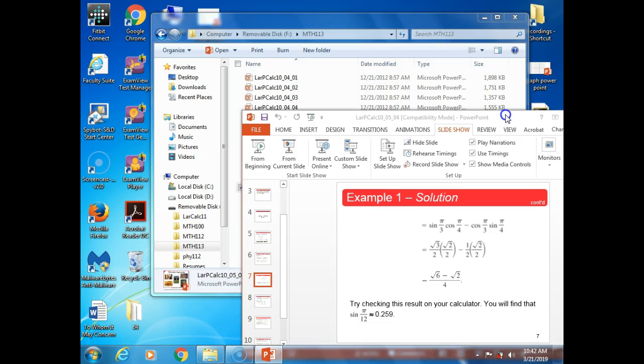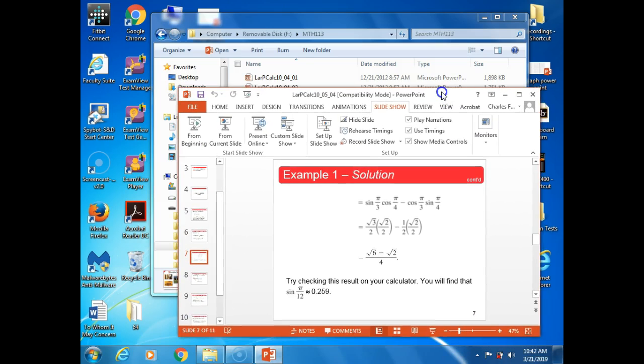Oh, that's the problem. My thing had scooted over, so I couldn't get to the box.